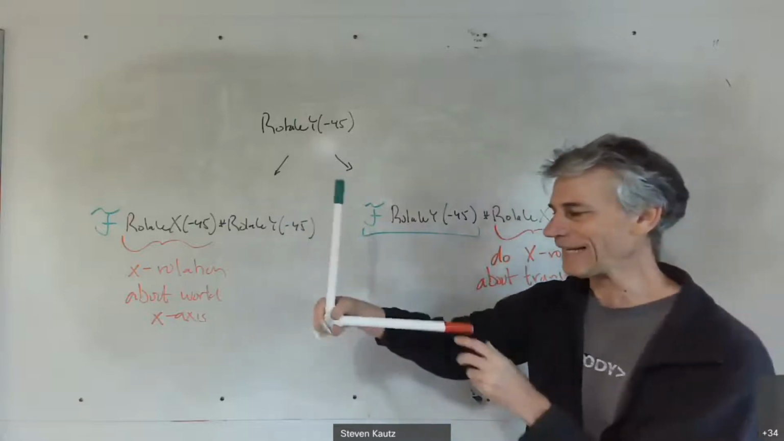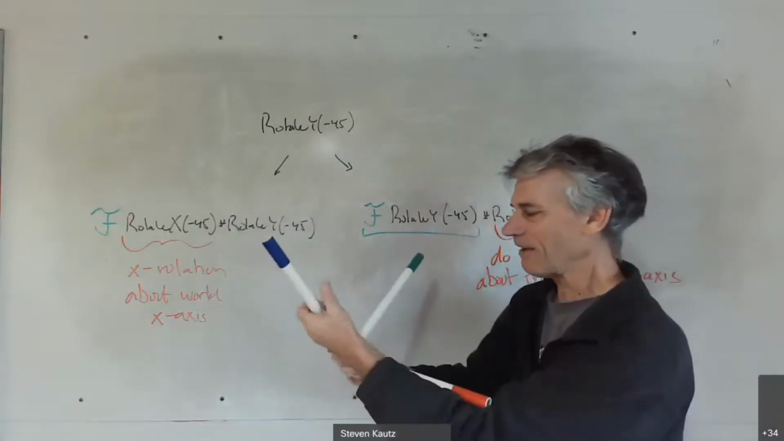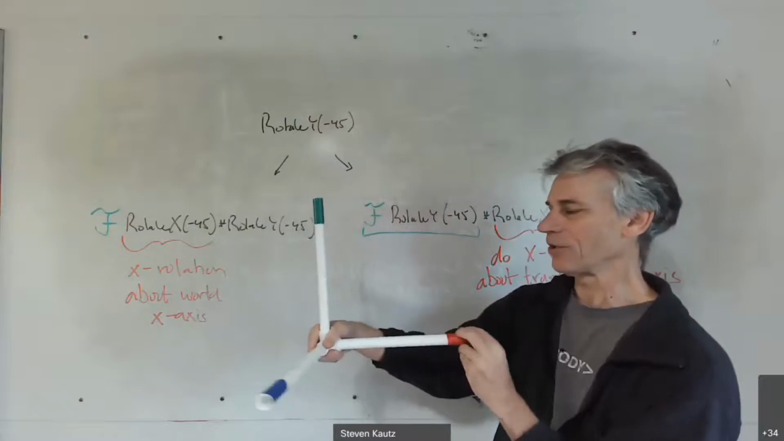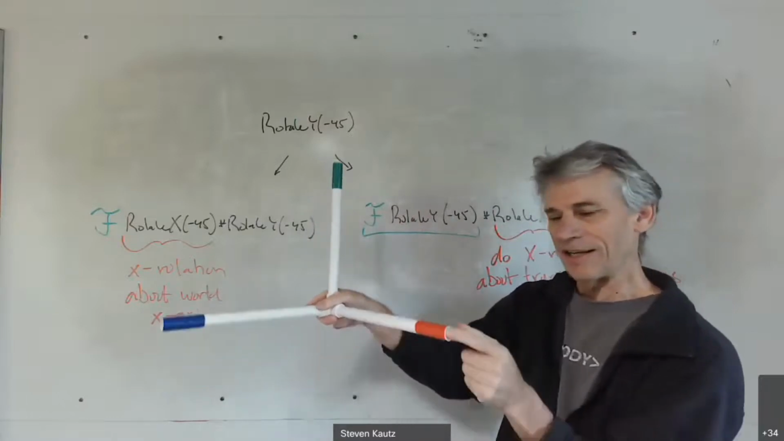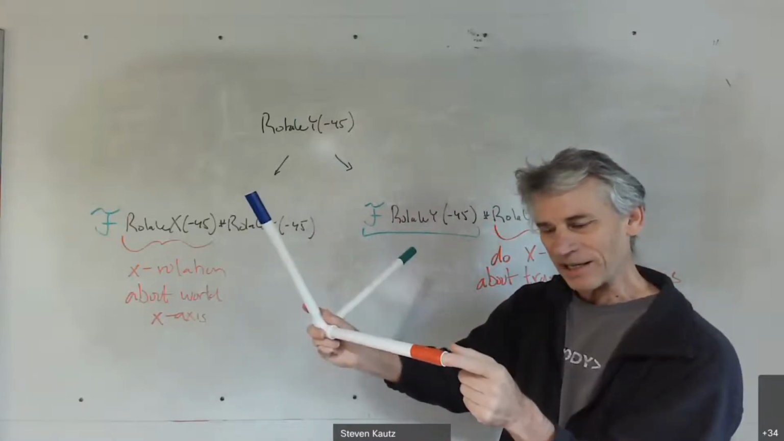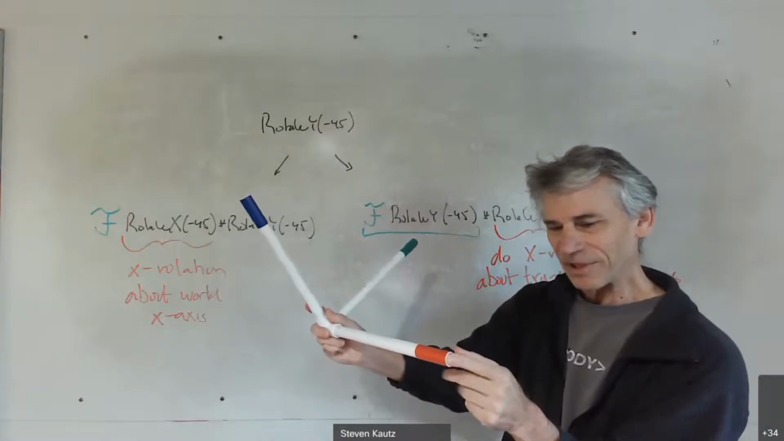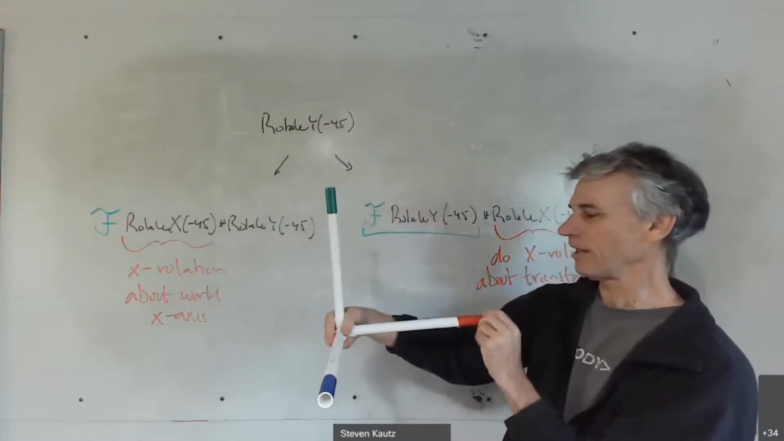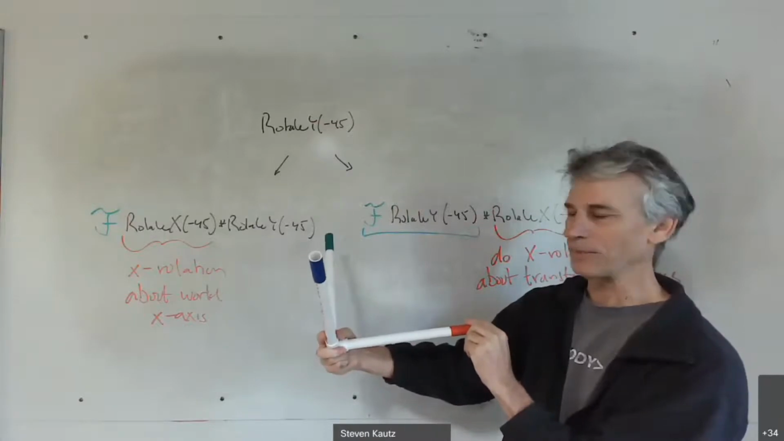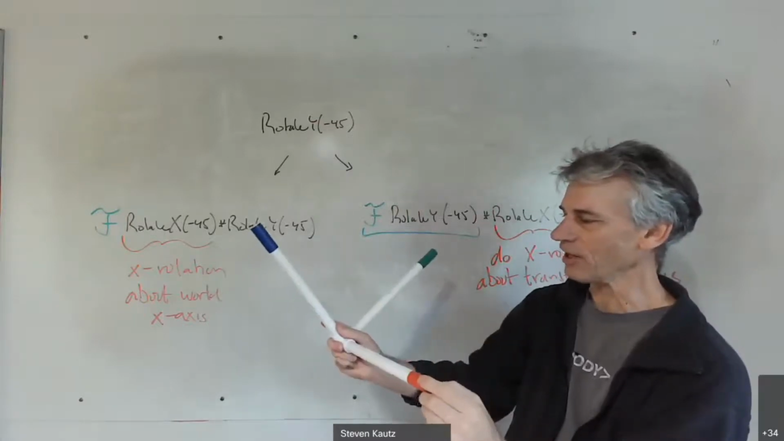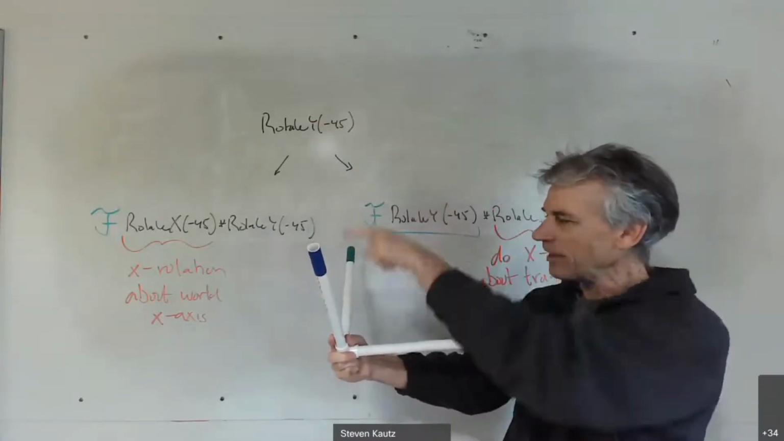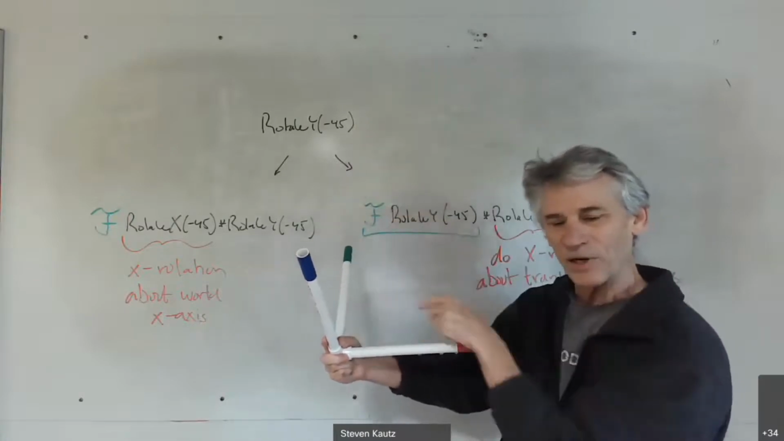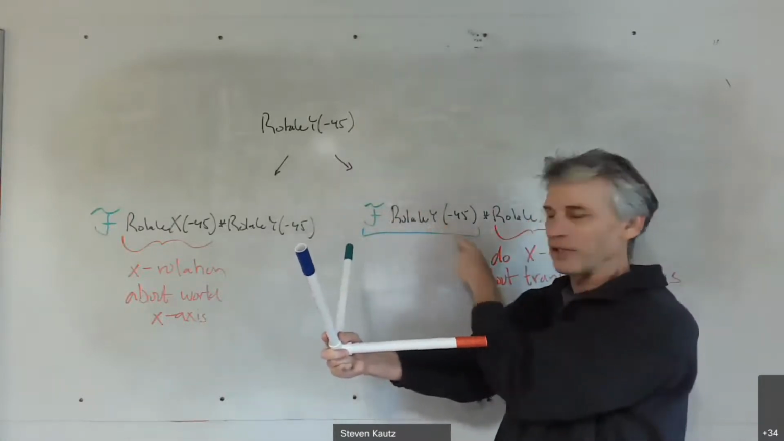It's just in getting to this, I find it easier to think of it as doing a y rotation and then multiplying on the right by an x rotation. Whereas if I think of it as doing the x rotation and then multiplying on the left by the y rotation, I have to, again, imagine in my mind where the old y-axis was, because that's what this is doing.